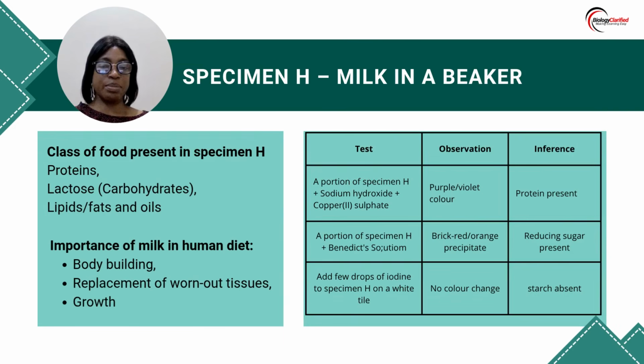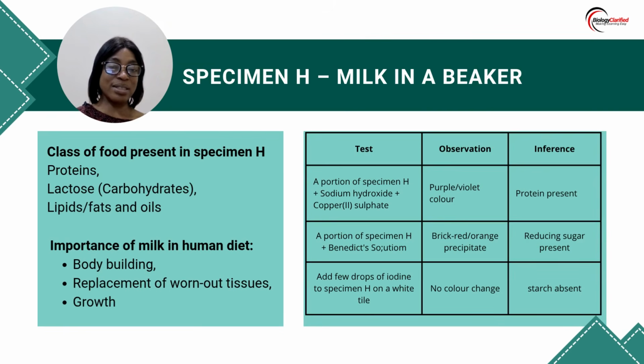So class of food present in milk: protein, you have lactose, that's milk sugar, and you have lipids, that's fat and oil. Those are the three classes of food contained in milk. The importance of milk in human diet: bodybuilding, replacement of worn out tissues, growth. Just go and read about the importance of protein and then fat and oil too.